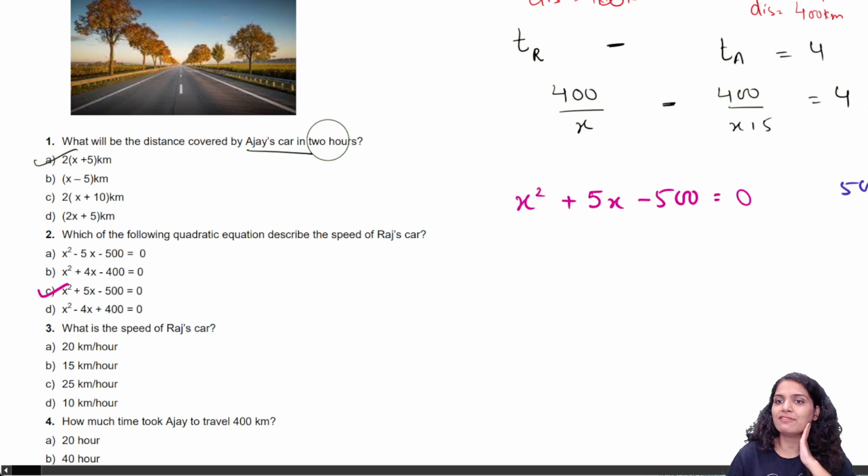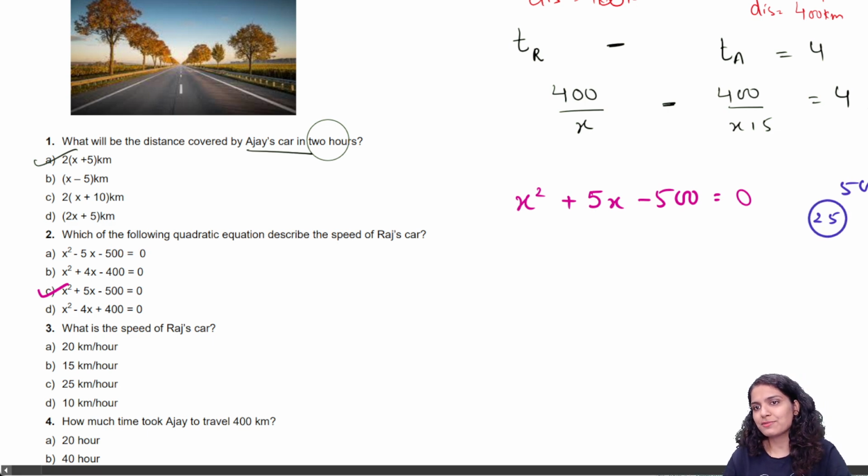We want 500 as the product, and how can we do that? What if I have 25 times 20? Yes, so 25 times 20 will give me 500, and the difference is also 5. So since I get this, I'm going to use the middle term splitting.